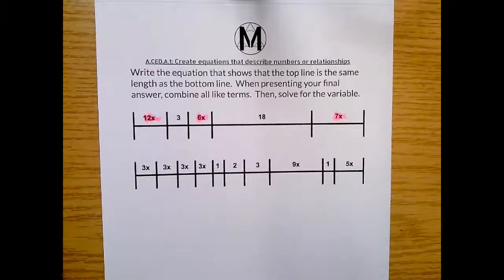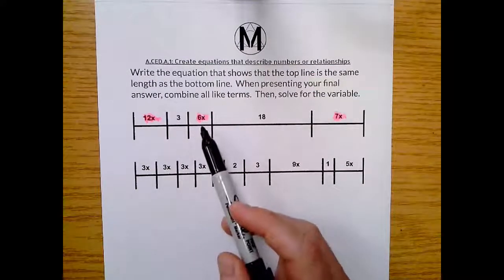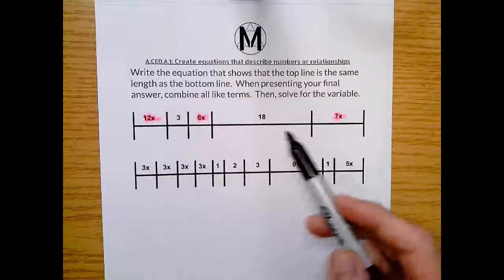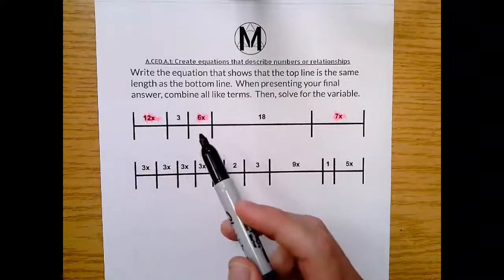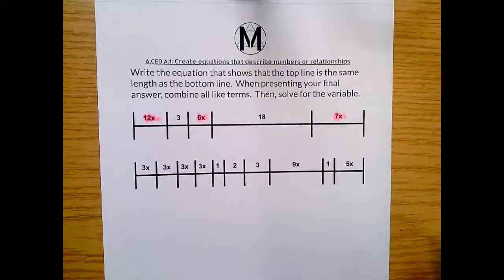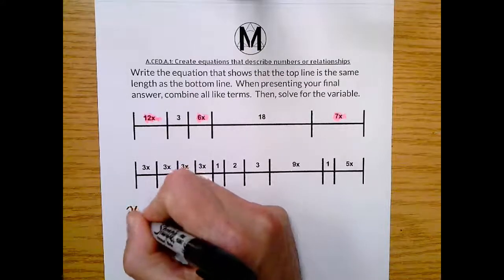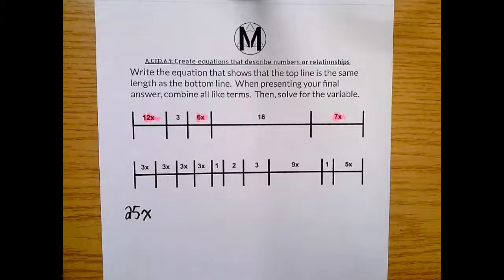Combining those is just adding. So I just say 12x plus 6x plus 7x. In other words, 12 plus 6 plus 7. Well, 12 plus 6 is 18, and 18 plus 7 is 25. So the first thing I would write is 25x. I'll just write it right over here. 25x. Good.